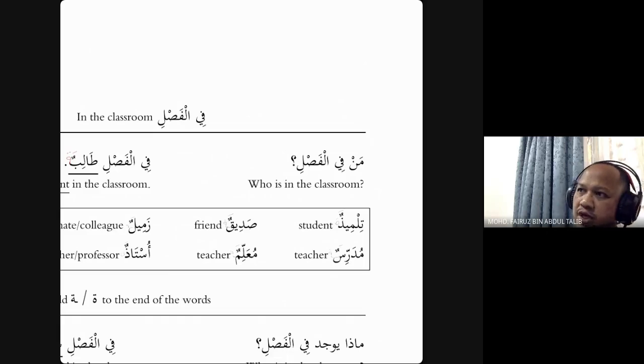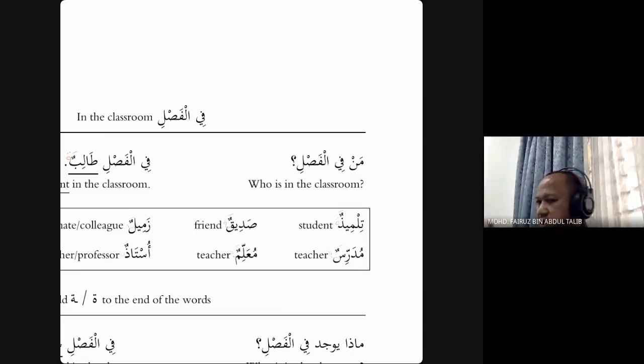For example, if I give you a picture of a house and ask who is in the house, man fil baiti, I can just replace the word. You say fil baiti, and then you mention the person. Fil baiti abun. Fil baiti ummun. Fil baiti akhun. Fil baiti ukhtun. So this is the structure, if you want to say there is somebody in the house, there is somebody in the classroom and so on.